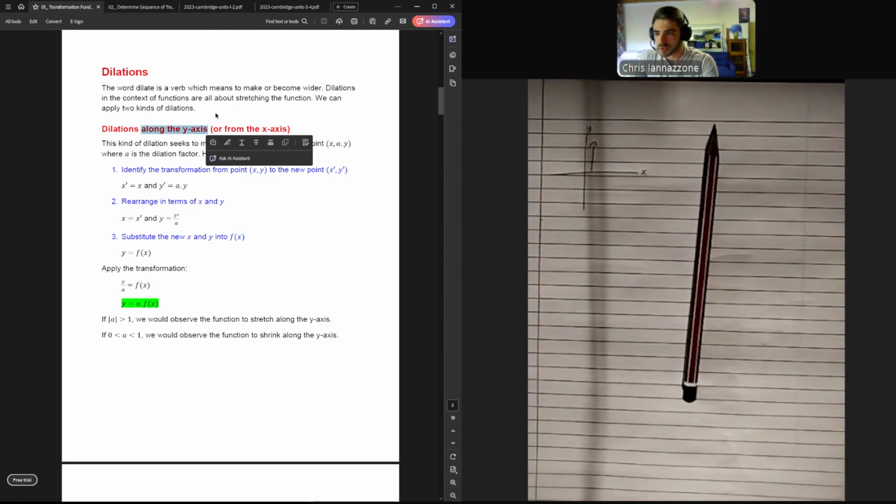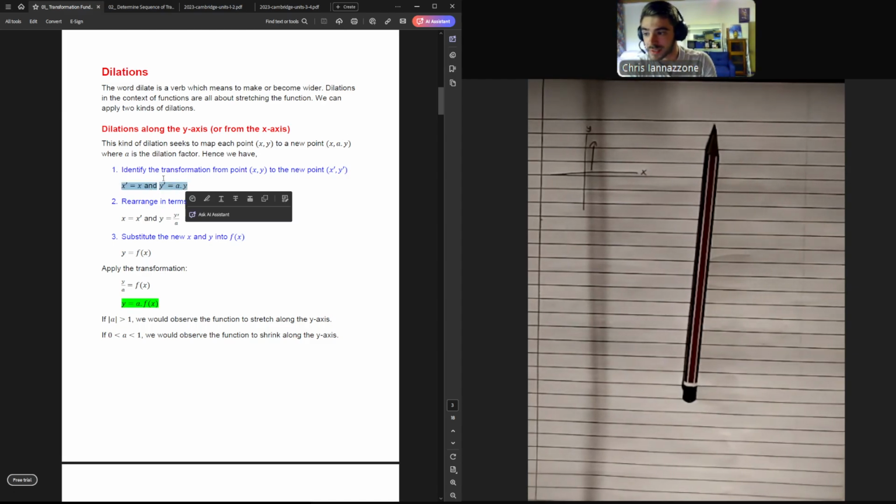Point being, dilations are all about stretching, and they can be applied either in the vertical or the horizontal direction. In this one in particular, we're looking at the vertical direction. As far as the point form goes, we're starting at some initial point x, y, and we're transforming that to some new coordinate x, comma, a times y, where a is the dilation factor, right? It's a multiplication of the original point. So how does that look as an equation?